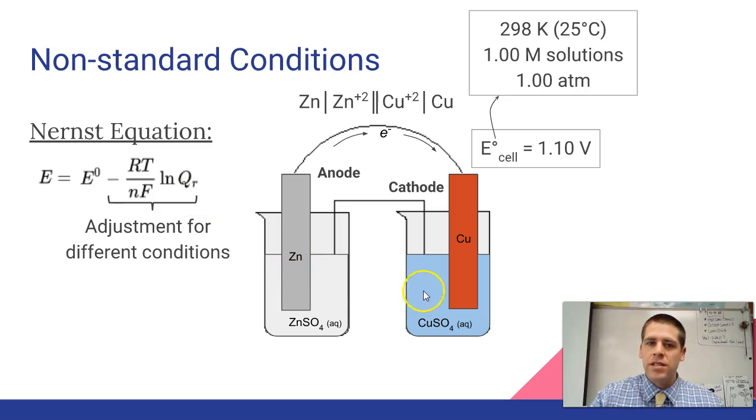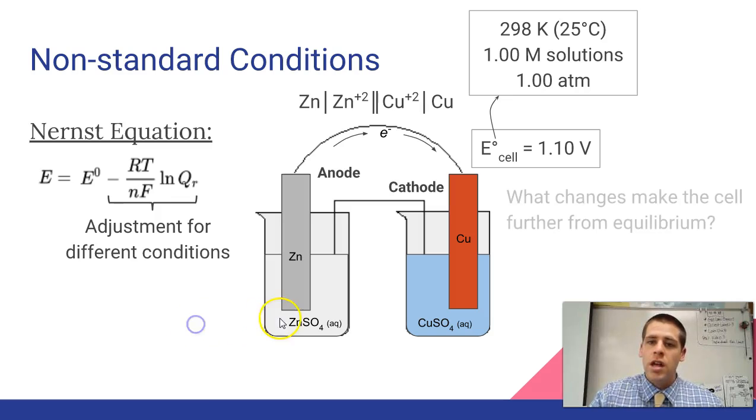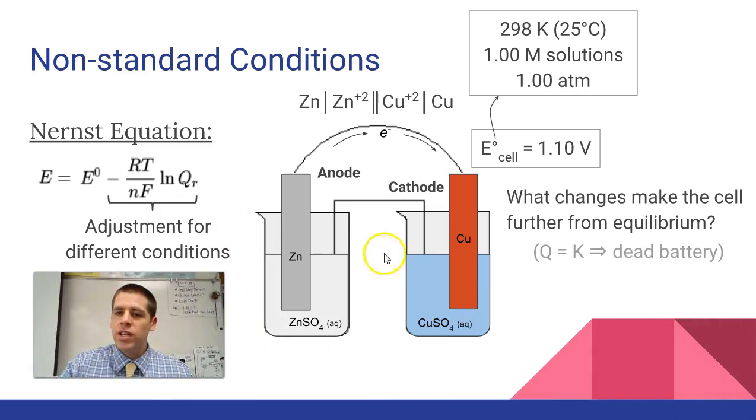So to figure out how non-standard conditions are going to change your electric potential, you basically have to ask yourself, what changes would you make to the cell that would take it further from equilibrium? Because when Q equals K, you have a dead battery. No electricity is going to flow if you're already at equilibrium. The whole point is to be away from equilibrium so that you can have a reaction that progresses towards equilibrium, so you can produce electricity.